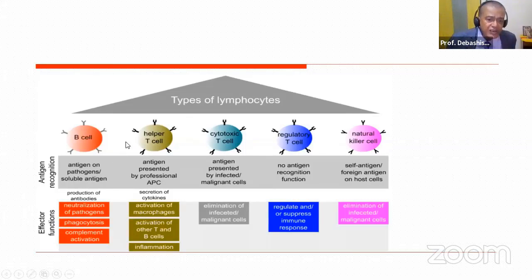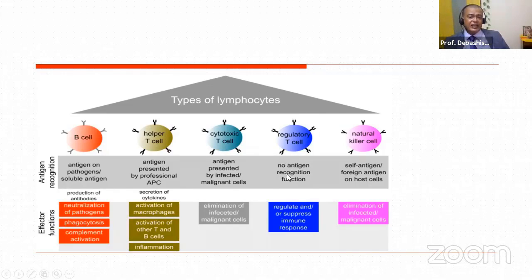Whereas the helper T cells, their antigen recognition is by antigen presented by professional antigen presenting cells to them, and they secrete cytokines, and their effector functions include activation of macrophages, activation of other T and B cells, and causing inflammation. Cytotoxic T cells, the antigen recognition involves antigen presented by infected, especially virally infected cells and malignant cells, and their effector function includes elimination of the infected or malignant cells, and in that process sometimes they themselves also die along with the target cells.